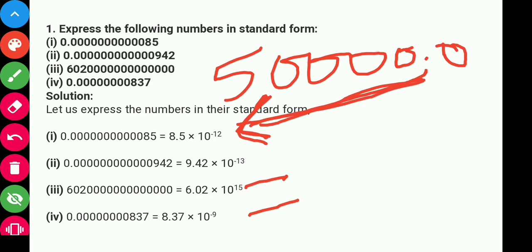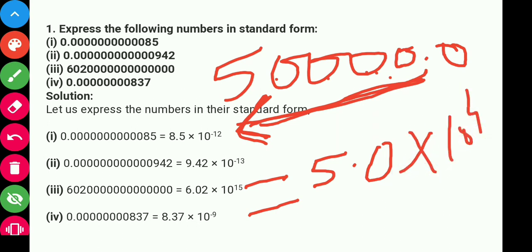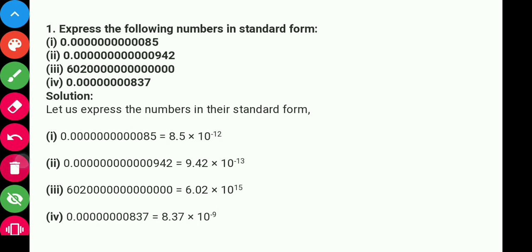So k is less than 5, that means one digit. So here 5. Okay, and 0.0. So how many places is the decimal moved? 1, 2, 3, 4. So 4 places, so you have to write 10 to the power 4. Understand? So now you have learned how to write any number in standard form.